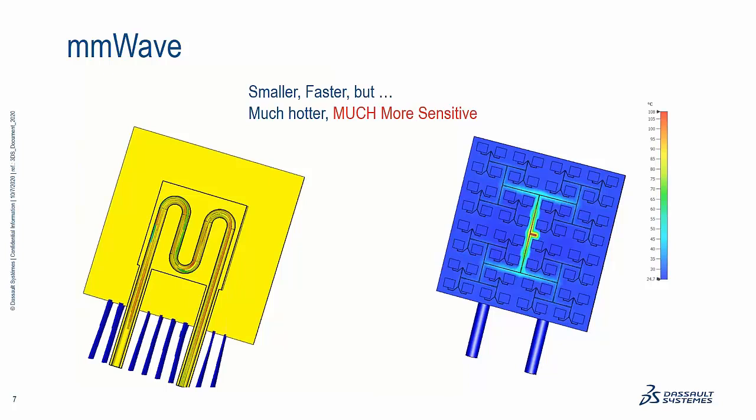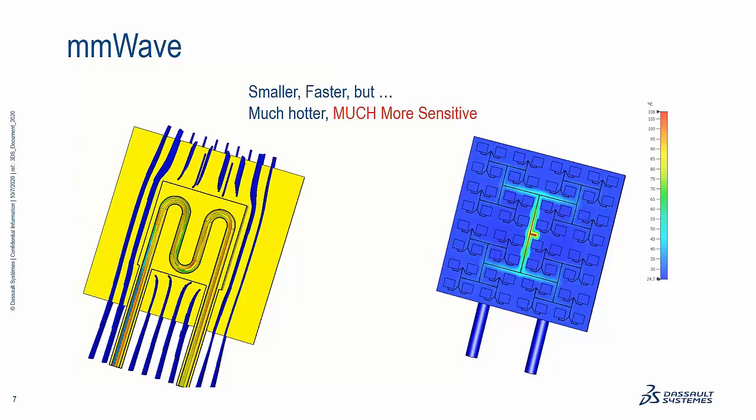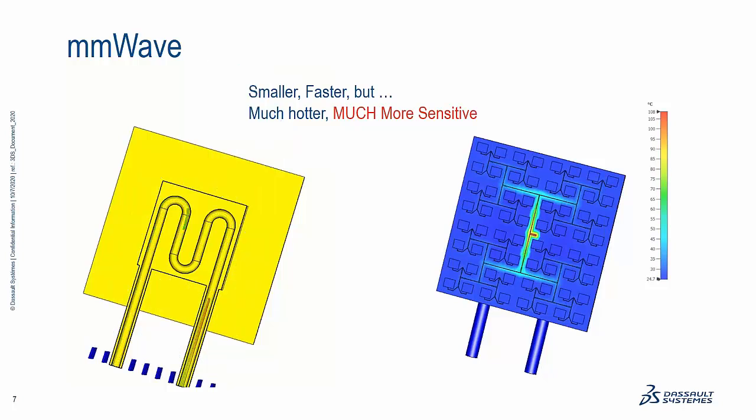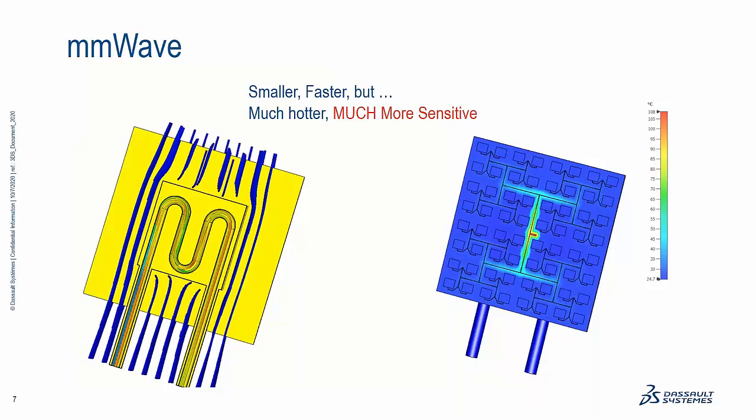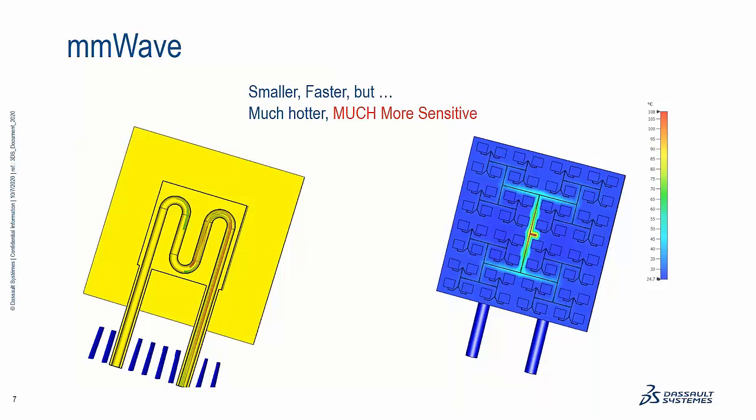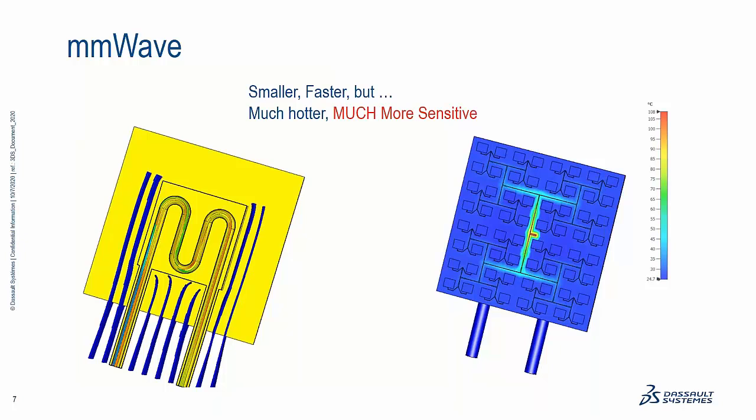Especially in millimeter wave in the 5G domain, the sizes of the devices are shrinking. For example, the base station and antenna array are shrinking dramatically because of the higher frequency. They're much faster, but much hotter, and much more sensitive to heating. Sometimes you would have to use things like liquid cooling to maintain the temperature to an acceptable degree.